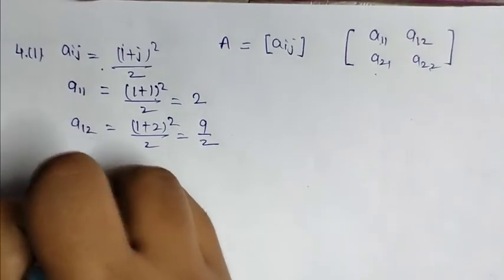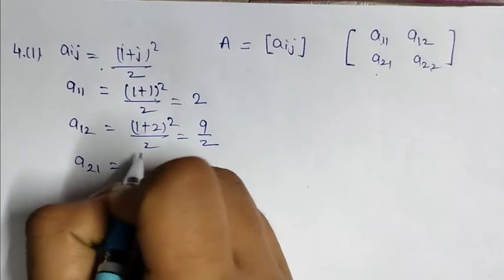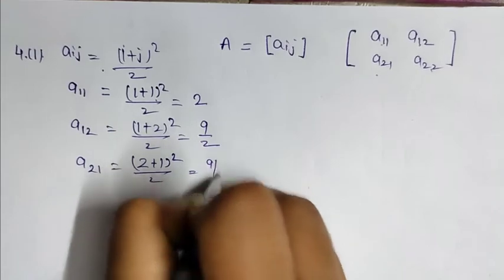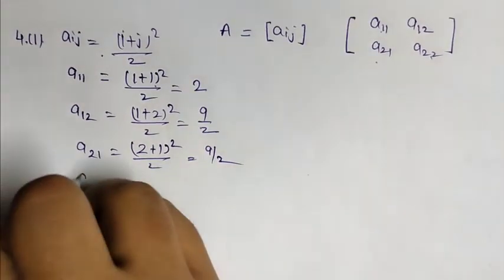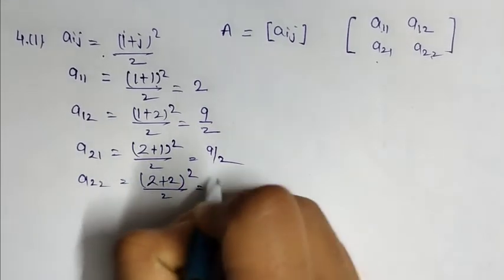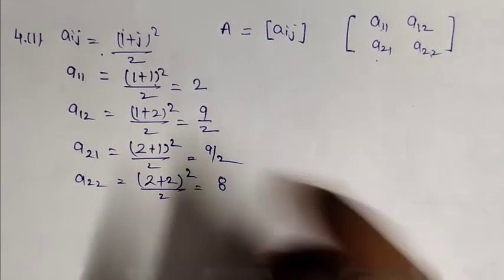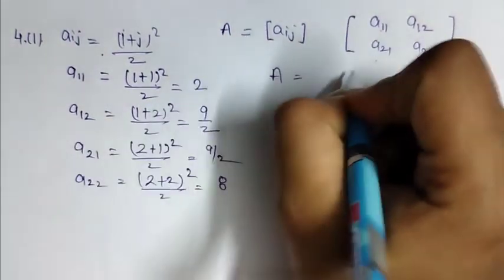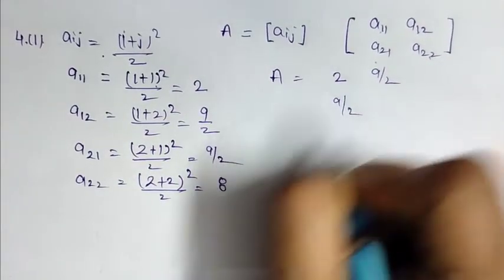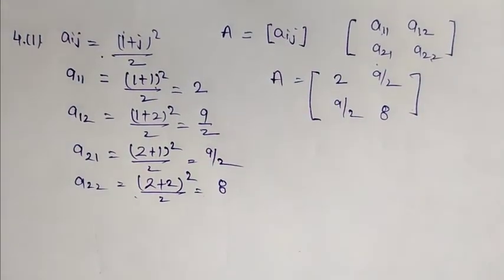When we put A21, so A21 means i equals to 2 and j equals to 1, then we will get again 9/2, and when we put A22, it means (2 plus 2) whole square by 2, here we have 4 square, that means 16/2, that is 8. Okay, so it means our matrix will be A11 is 2, A12 is 9/2, and A21 is also 9/2, and A22 is 8. So this will be our 2/2 ordered matrix.